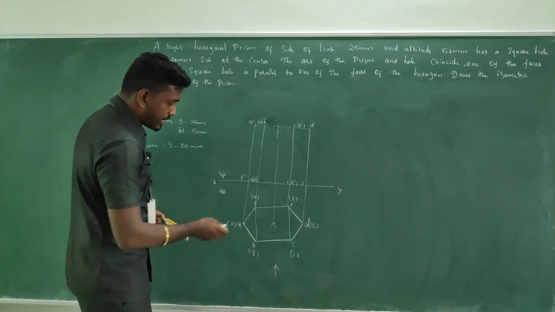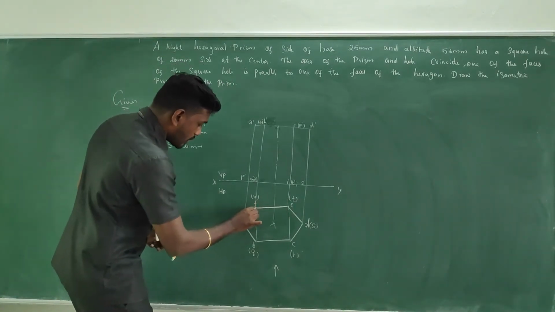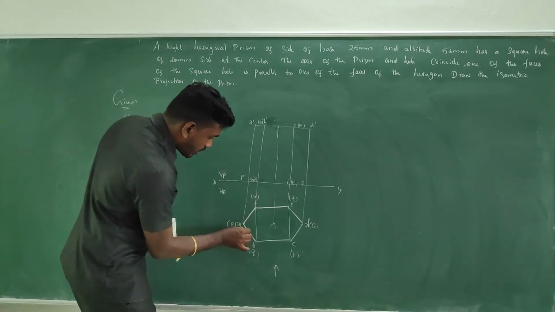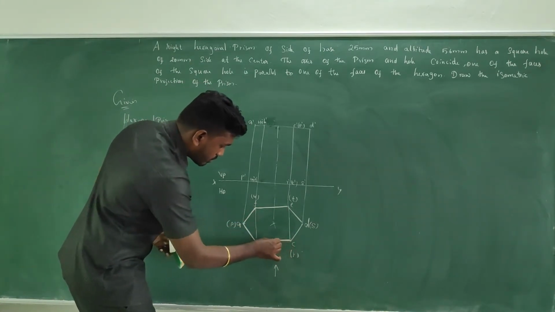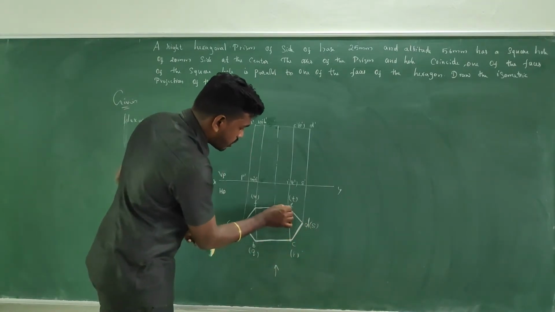What is next? Make the dark lines. Here in the top view, the true shape is visible, so make it dark. These are all the base edges, and they are dark.